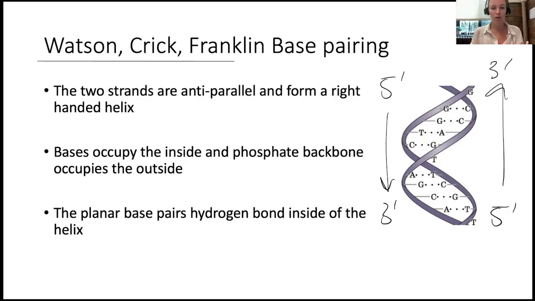Finally, they were able to elucidate that the bases occupy the inside of the DNA helix, and the phosphate and sugar backbone is on the outside. Finally, we know that these planar bases on the inside hydrogen bond with each other.